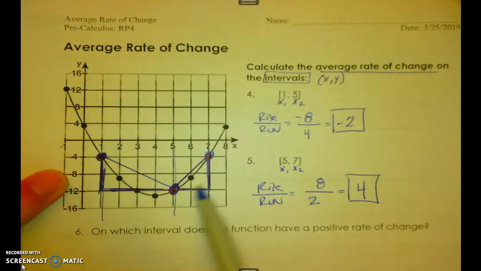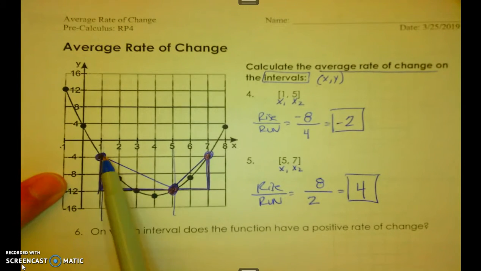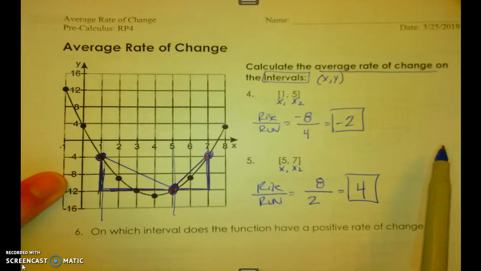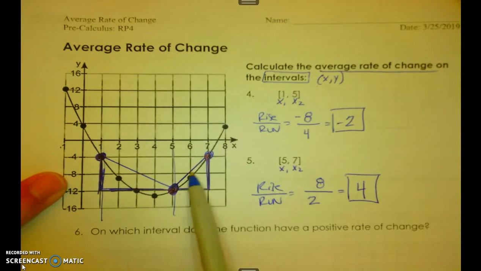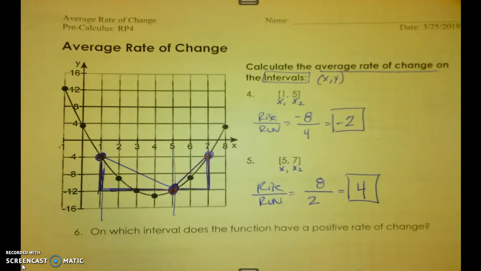So depending on a nonlinear function, depending on which 2 points you're going between, the average rate of change may be different. It just depends on how steep this line is between the 2 points that you've drawn. Okay, so that's it. Feel free to watch this video as many times as you need until you get it.